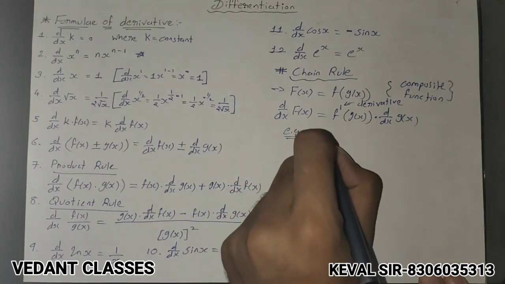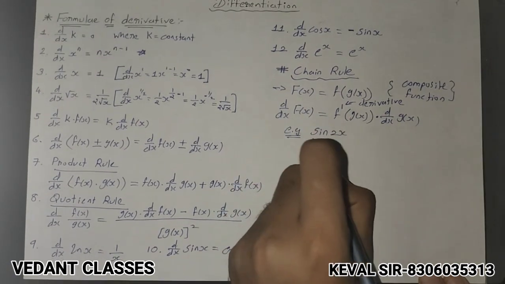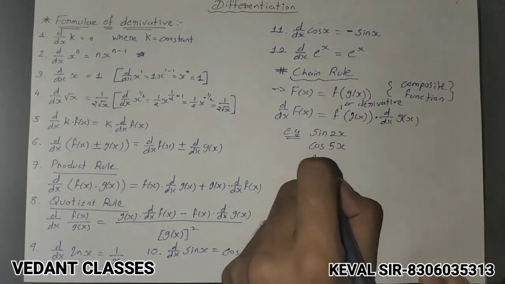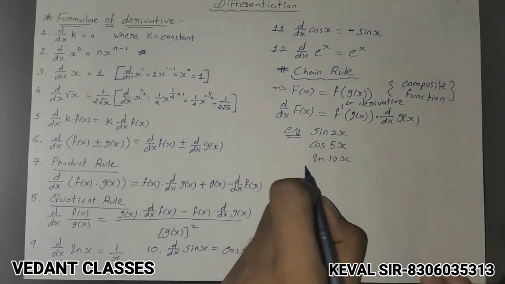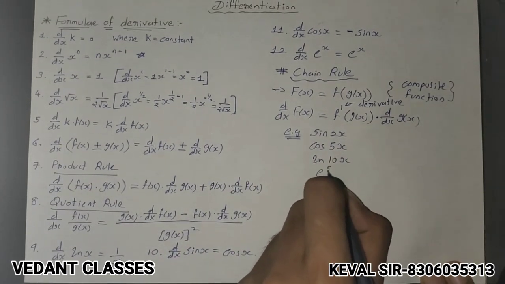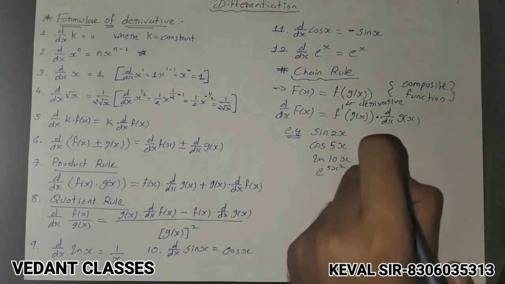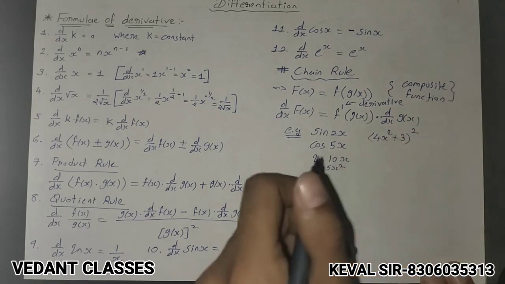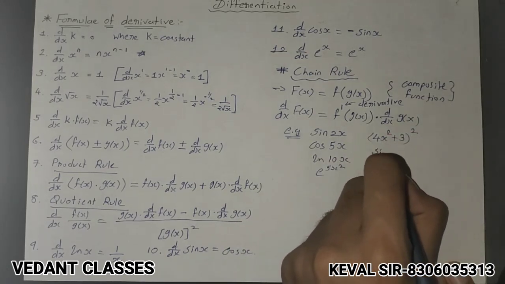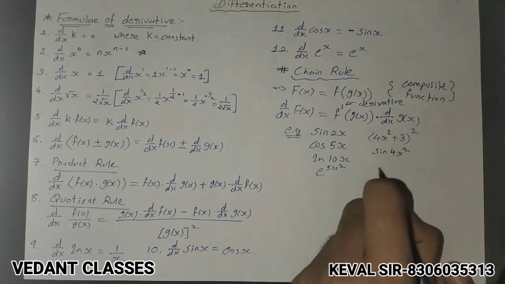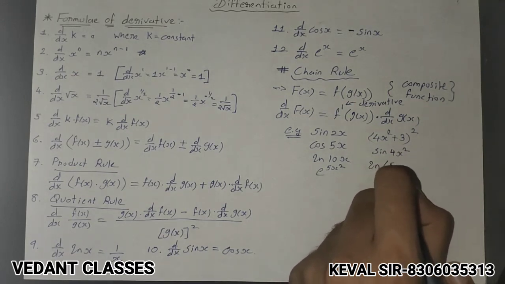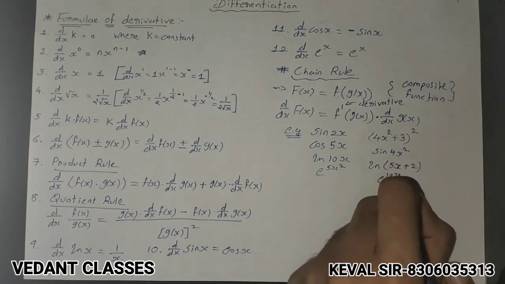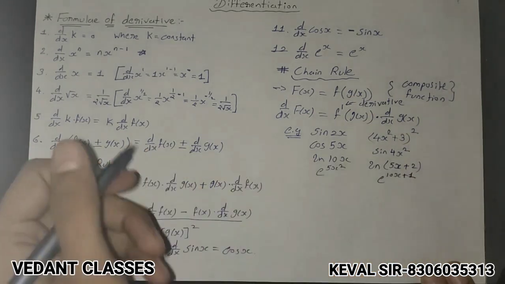Okay, let's say sin 2x, then cos 5x, then let's say ln 10x, then let's say e raised to 5x square, then (4x square plus 3) the whole square, then let's say sin 4x square, then let's say ln (5x plus 2), then let's say e raised to (10x plus 1). So these are all composite functions.